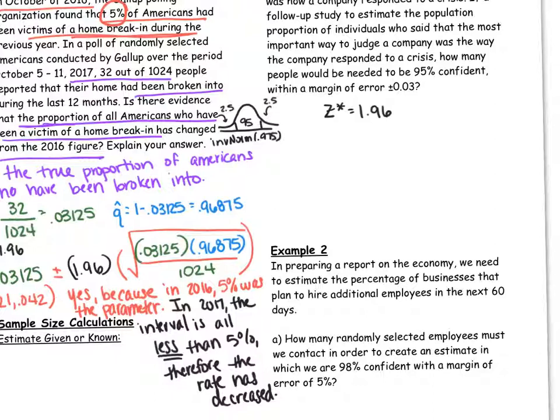And then I want the margin of error to be 0.03. What do we call the margin of error there? We'll call it E. E is equal to 0.03. Everybody got that?